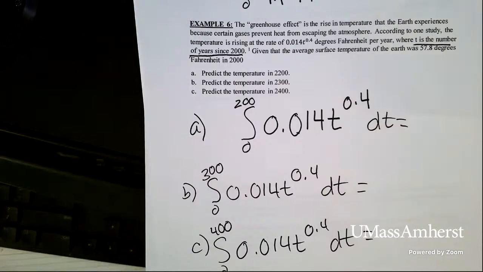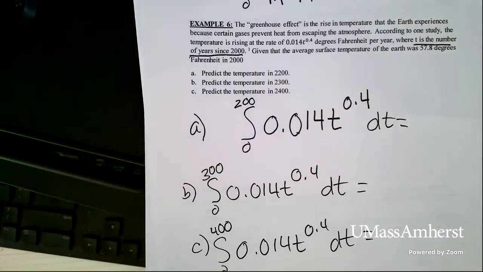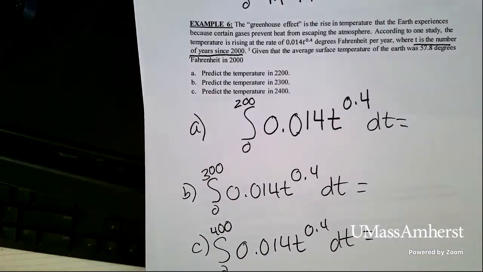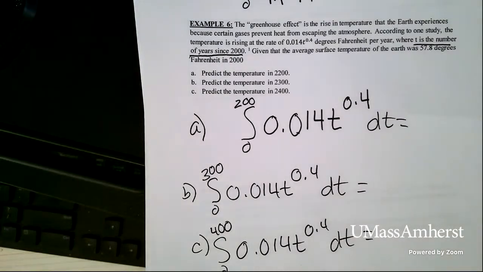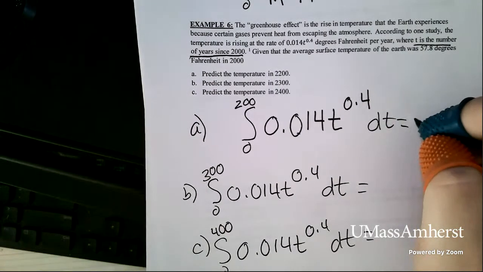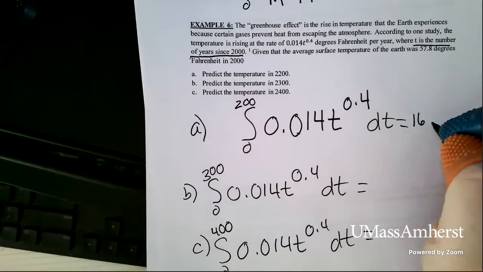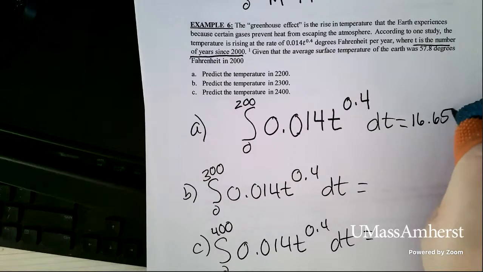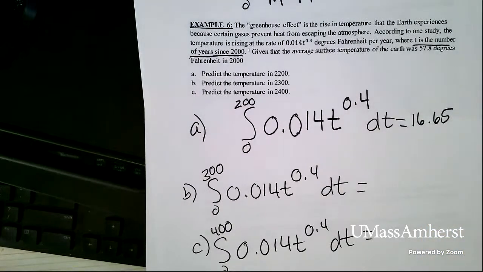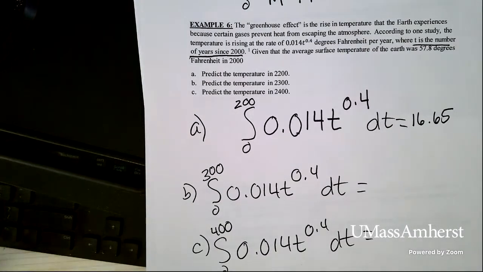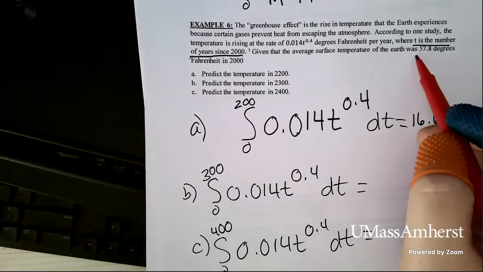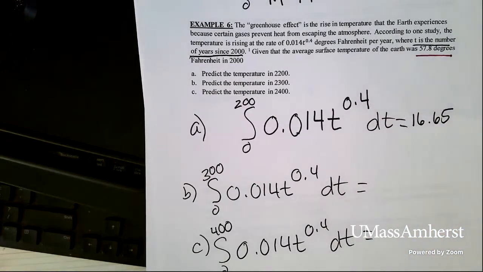And if we set up the definite integral for this particular rate, it's going to show us how much the temperature changes. So when we calculate that and put it into your calculator, you're going to get 16.65. So that's the change in temperature. Now, we know that the average temperature was 57.8 degrees to begin with. So we actually do have some initial information here.